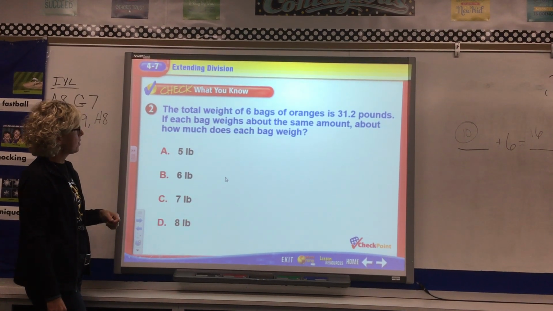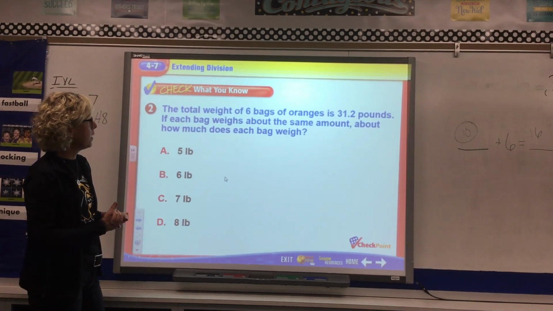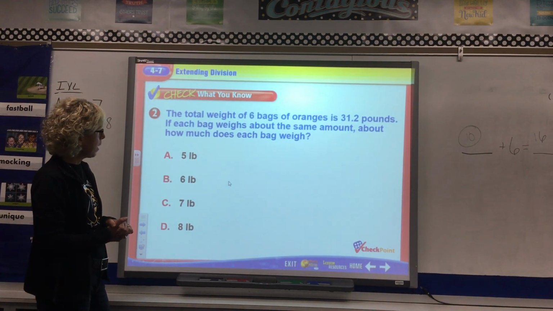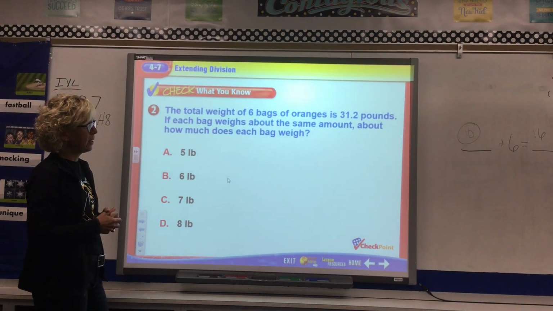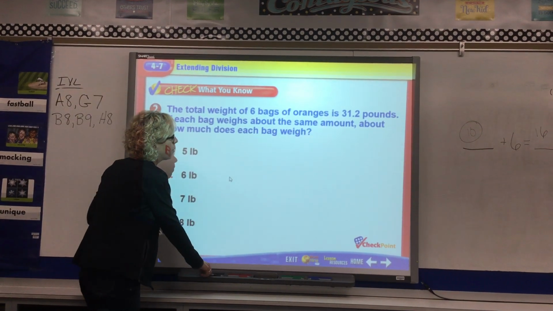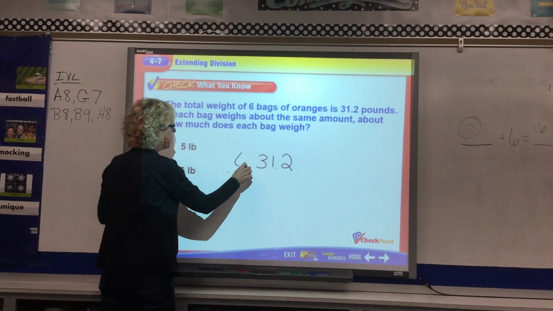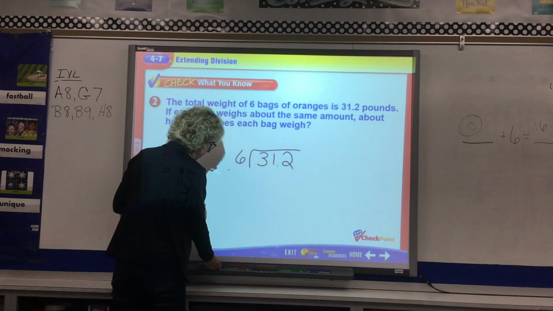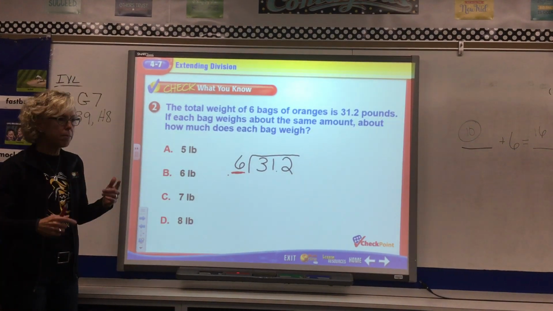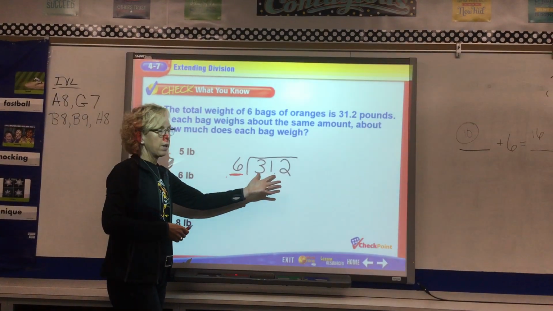Here's another problem for us to solve. The total weight of 6 bags of oranges is 31 2/10 pounds. If each bag weighs about the same amount, about how much does each bag weigh? Again, "about how much," we're estimating. Now my original problem is 31 2/10 divided by 6. That is my original problem. Now I'm going to look, and again, my divisor drives my estimate. I think about multiples of 6 that would be fairly close to 31 2/10.